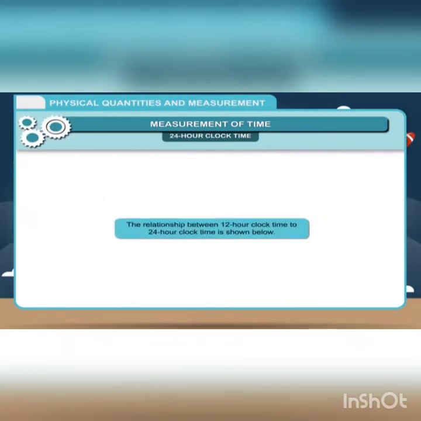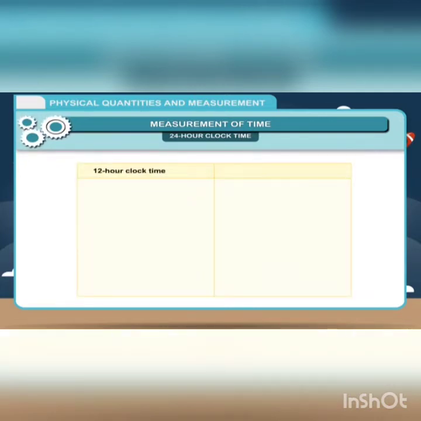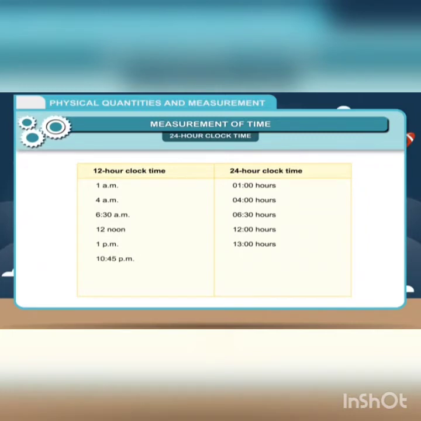The relationship between 12-hour clock time and 24-hour clock time is shown below. 12-hour clock time, 24-hour clock time. 1 a.m., 1 hour. 4 a.m., 4 hours. 6:30 a.m., 6:30 hours. 12 noon, 12 hours. 1 p.m., 13 hours. 10:45 p.m., 22:45 hours. 12 midnight, 24 hours or 0 hour 0 minutes.